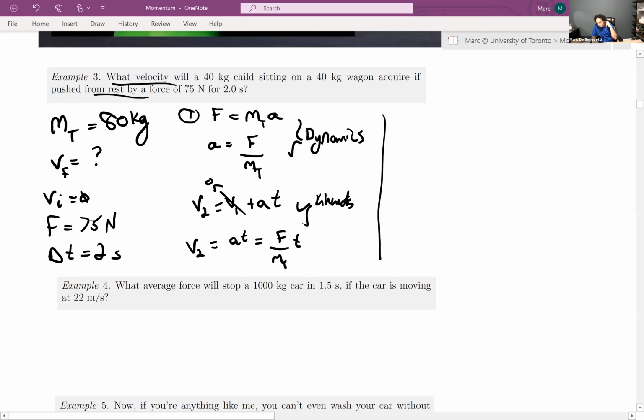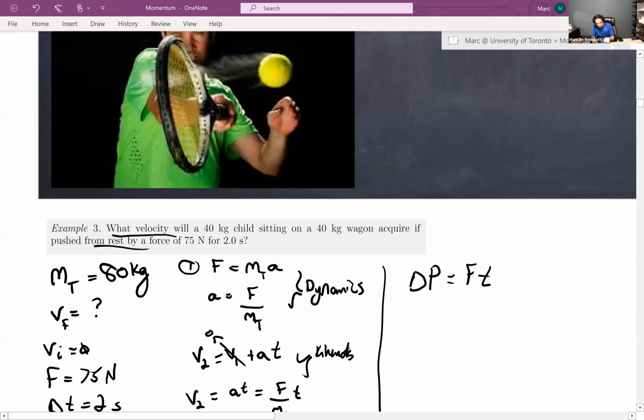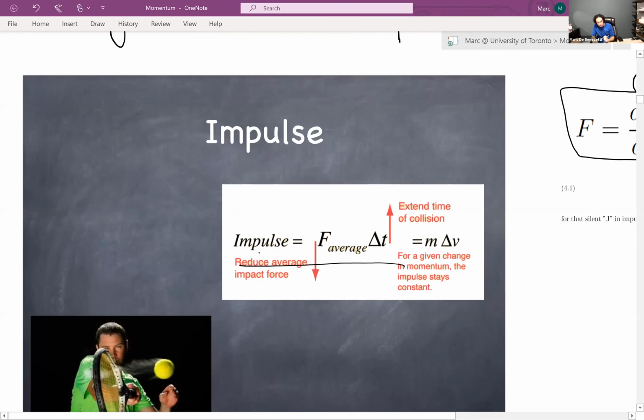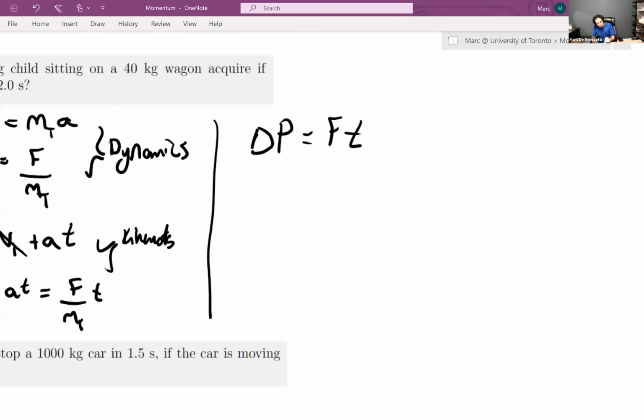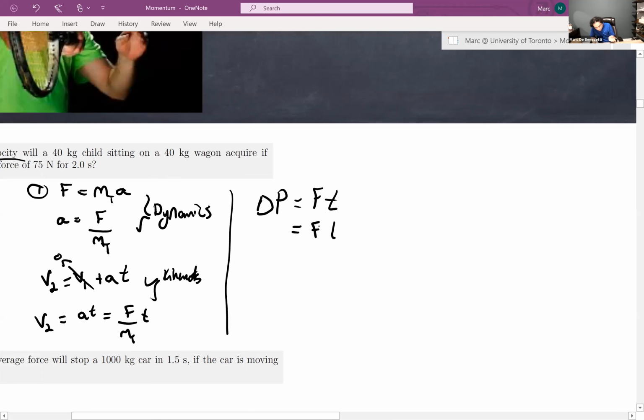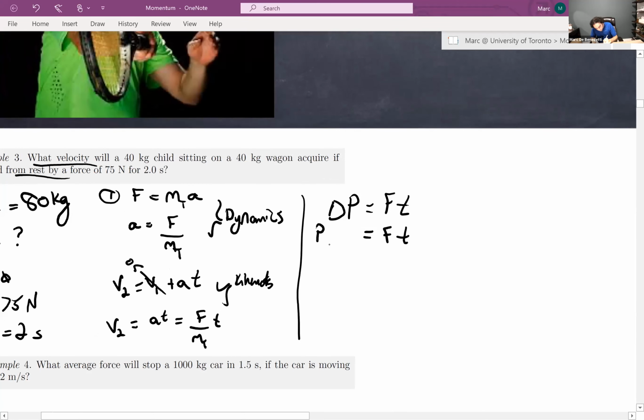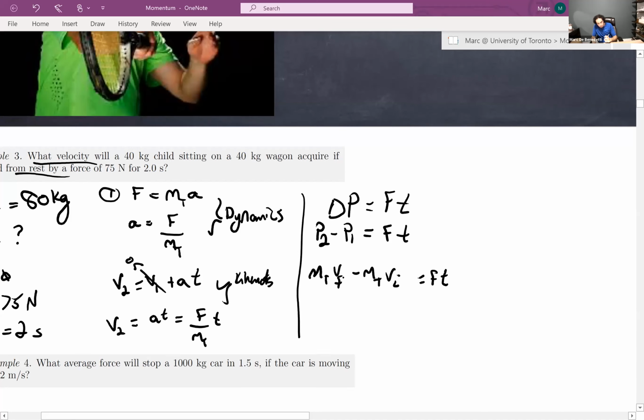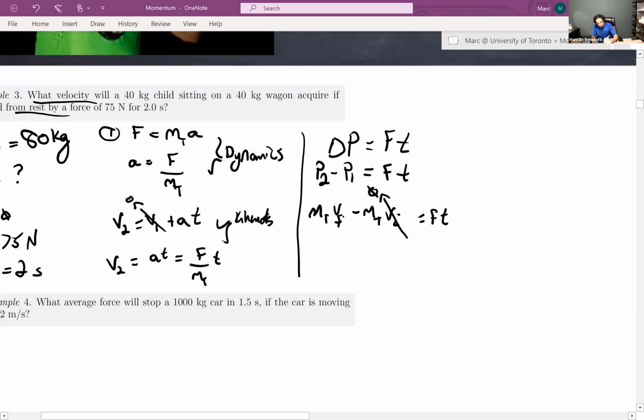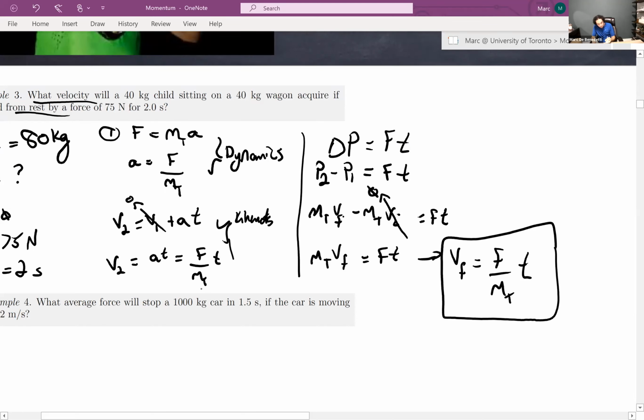Now, if we used concepts of momentum and impulse, we could say that the change in momentum is going to be force times time. That's the exact equation here: impulse equals force times time. We know the force, and the time is given as 2 seconds. The change in momentum is momentum 2 minus momentum 1, and we know what momentum is. So mass total V final minus mass total V initial equals Ft. Oh, that looks like a plus sign. Ft. And we're told that this thing is initially not moving. So mass total V final equals Ft, which means my final velocity is F over mass total times time, which is the same formula we got beforehand.